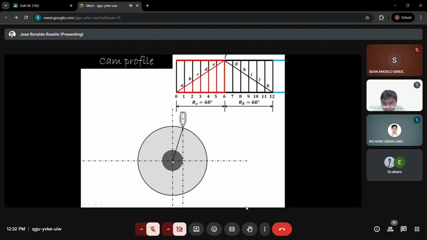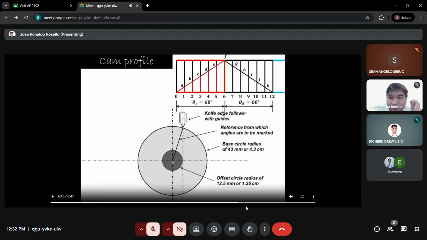Construct a knife edge over here along with the guides. Now this is the knife edge with... Ito na yung kinaiba niya pagka naka-offset. So from the center nung ating base circle, sukat tayo ng 12.5. Then, gagawa natin siya ng circle din. So meron tayong maliit na circle sa loob.